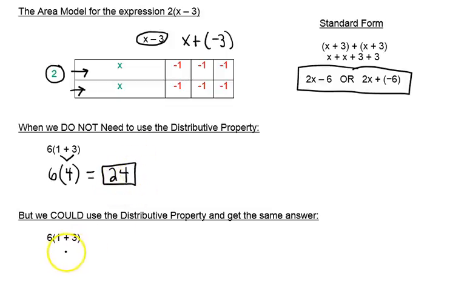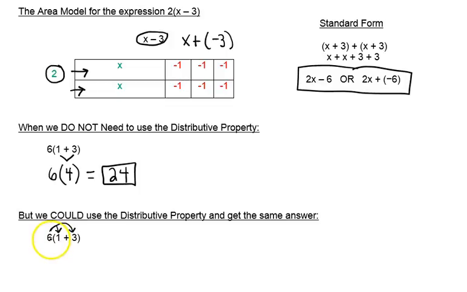We could use the distributive property to find the answer to this problem, though. The distributive property means I would distribute the 6 times every single term inside the parentheses. Think of distribute as to hand out. And remember to be fair when handing it out.